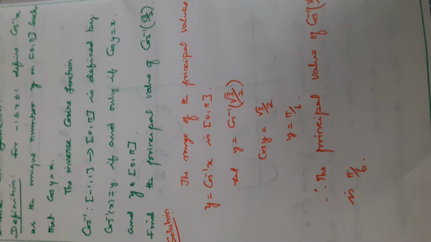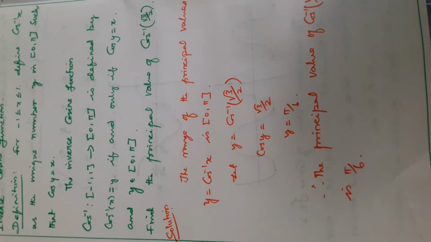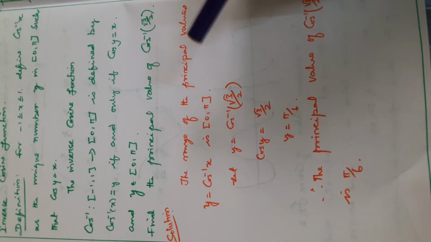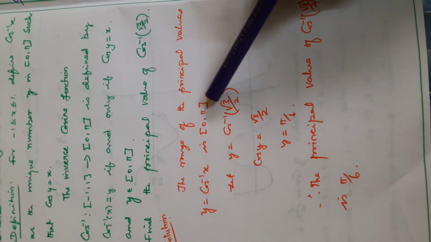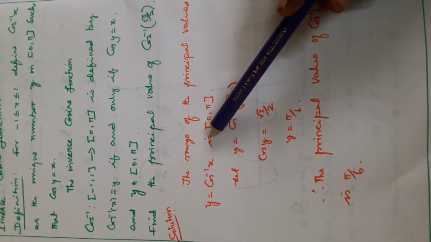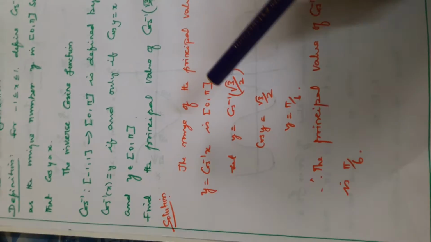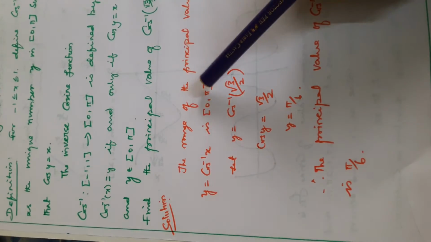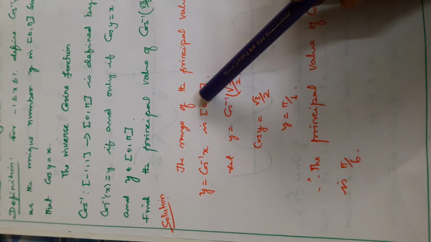Right? So you have to analyze where you will get the least radian, that is pi by 6. So you have the proof: the range of principal value y equal to cos inverse x is 0 comma pi. So that number should be 0 to pi. It cannot be more than that number or less than that number.